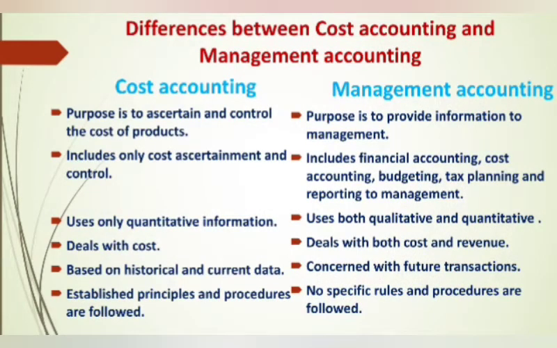On the basis of scope, we can see that cost accounting includes only cost ascertainment and control. In management accounting, it includes financial accounting, cost accounting, budgeting, tax planning and reporting to management. Then on the basis of data used, cost accounting uses only quantitative information, whereas in management accounting, both quantitative and qualitative information are used. Then on the basis of nature, cost accounting deals with cost ascertainment. But in management accounting, it deals with both cost and revenue.